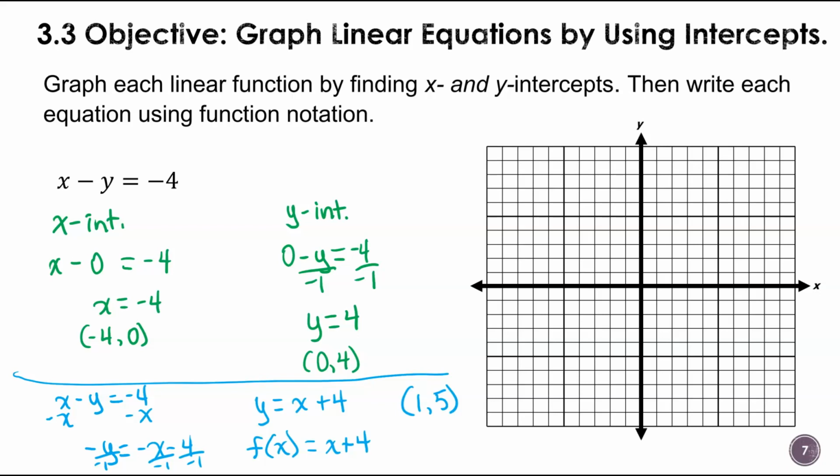So let's go to the graph. All right, so I'm going to have a point at -4, 0, my x-intercept, 0, 4, my y-intercept, and 1, 5, my checkpoint. They line up. This is good. And then draw the line.